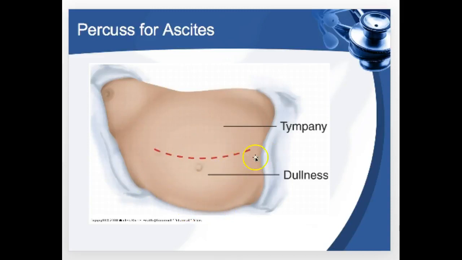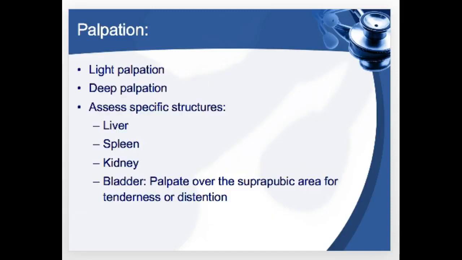So you can mark this line right here. So now there's dullness here, tympany here. And back here, where there was dullness when the patient was flat, is now tympanic because there was fluid there, but now it's gone dependent. So that tells you that there's fluid in the abdomen, indicative of ascites.